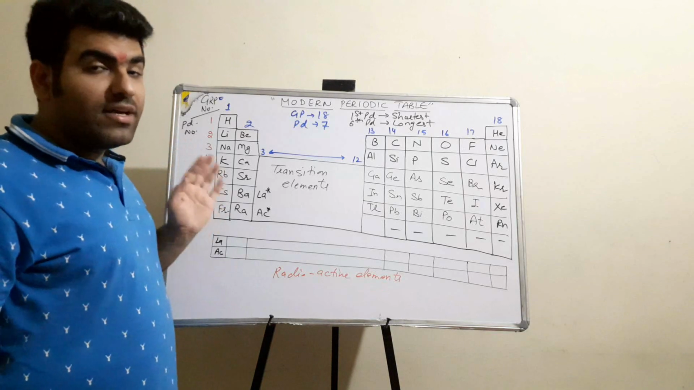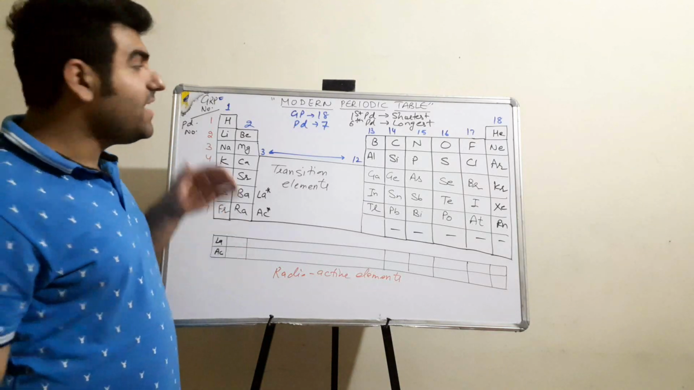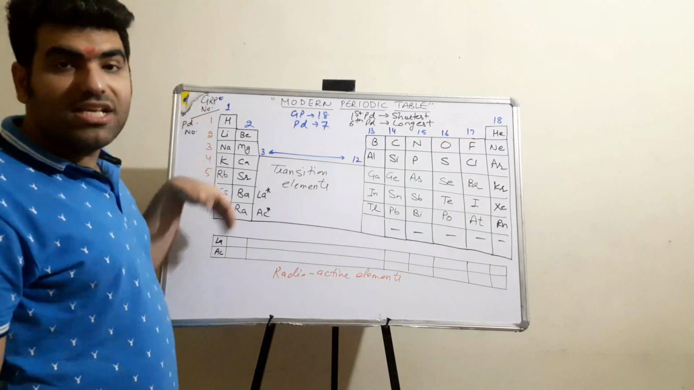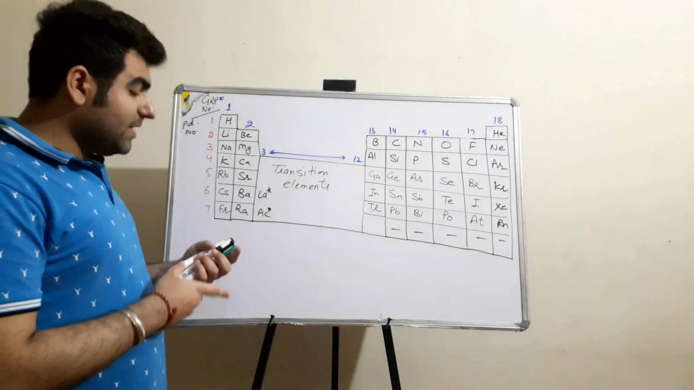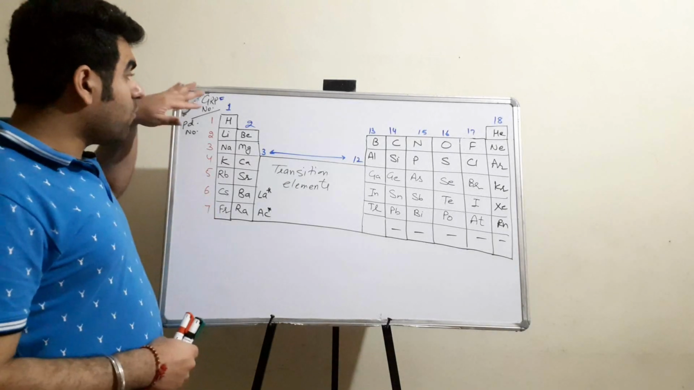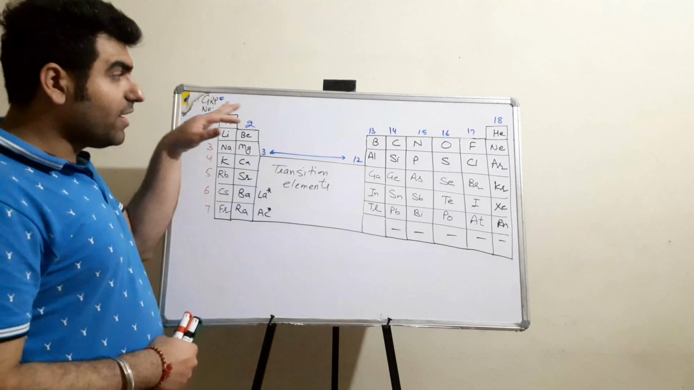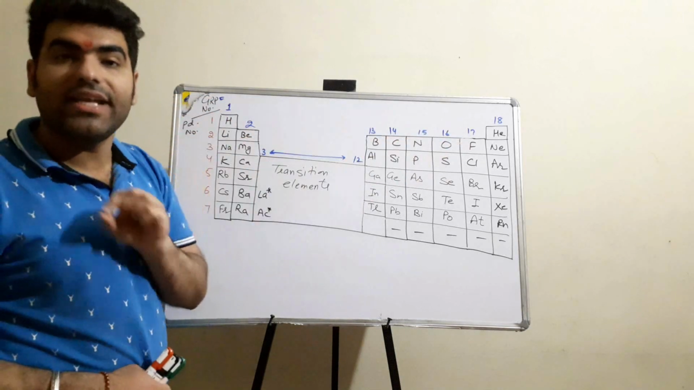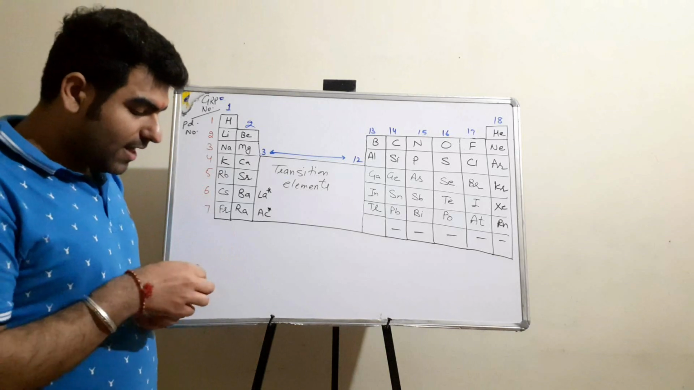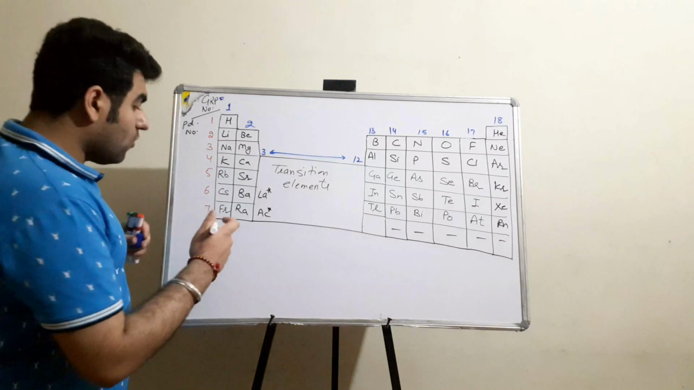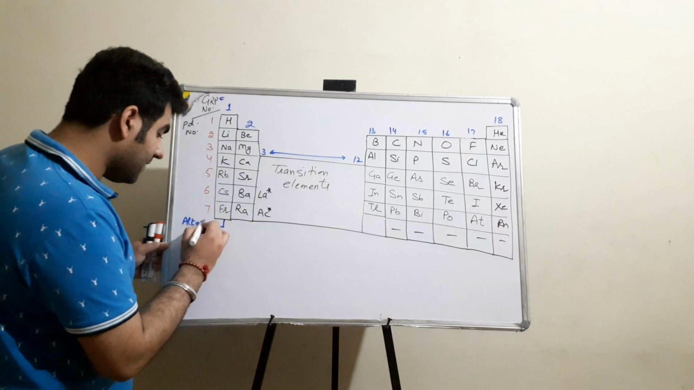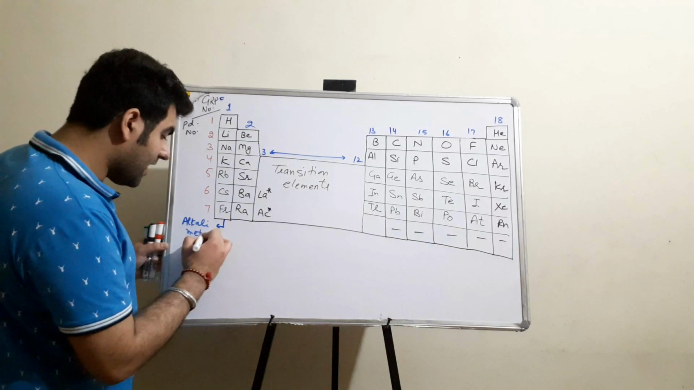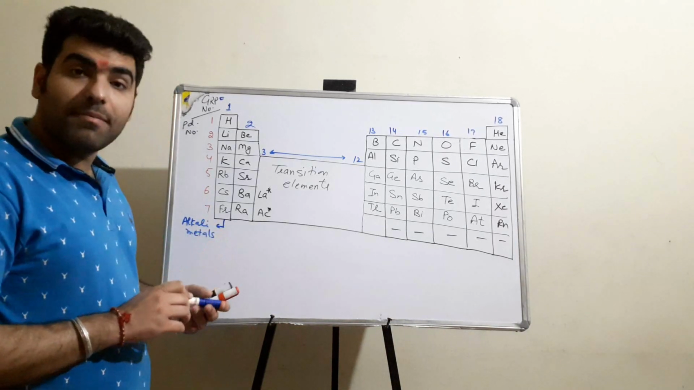Alright, now in the next video, we'll start by naming what these groups are known as. So now we'll start on naming what is the name of group number 1, group number 2 and then 13 to 18. That is very, very important. Alright, so group 1 is known as alkali metals. They are known as alkali metals.